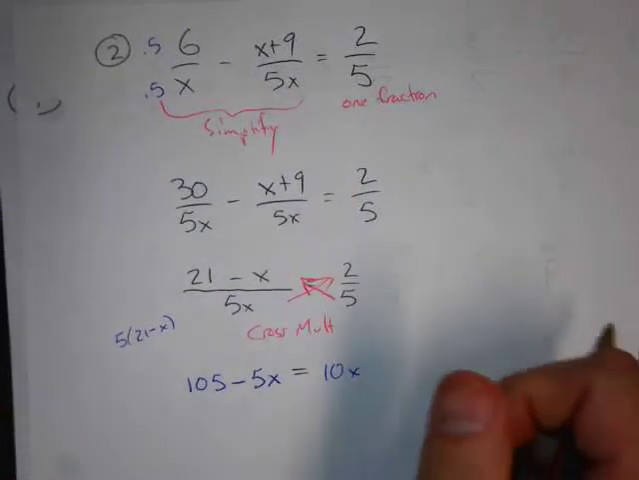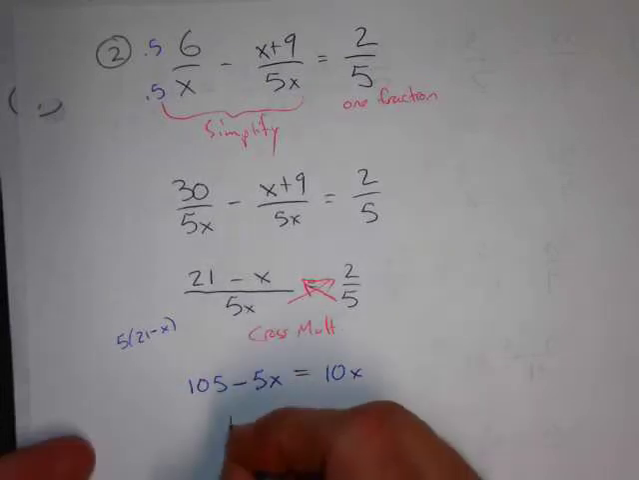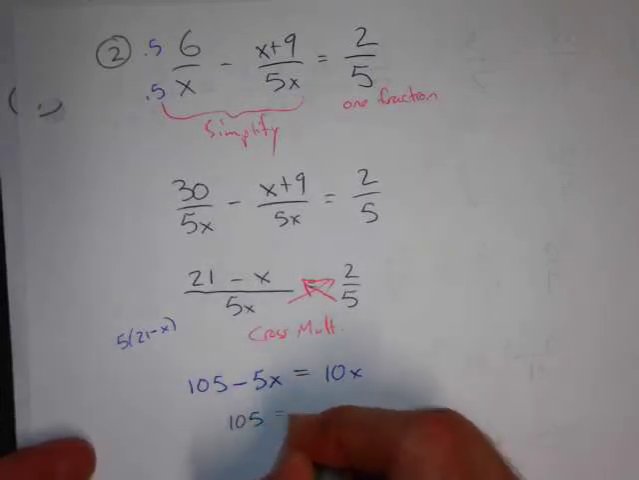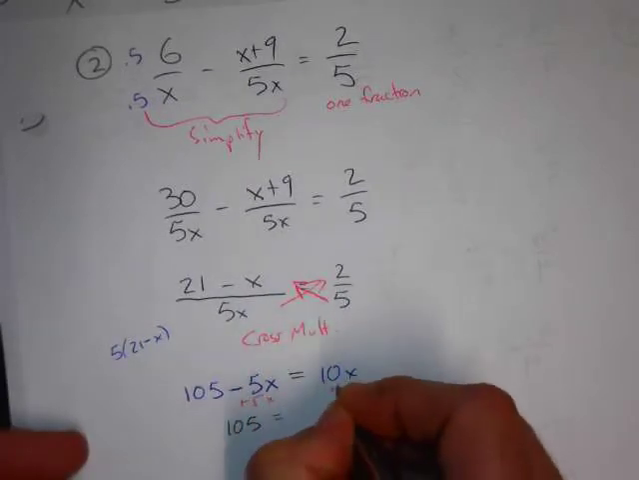So I have my equation set up, and now I'm ready to solve for x. I have a variable on both sides, so I move one of them. What I'm going to do is add 5x to both sides. I think that's going to be easier for me.